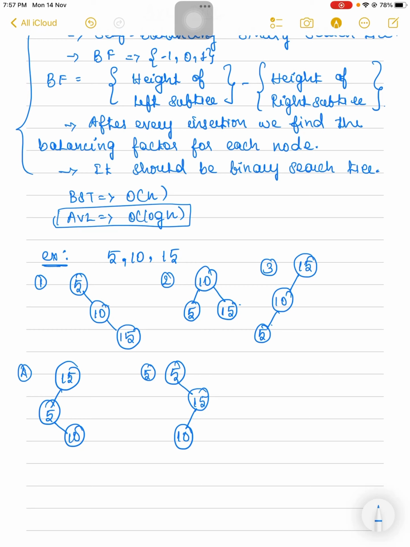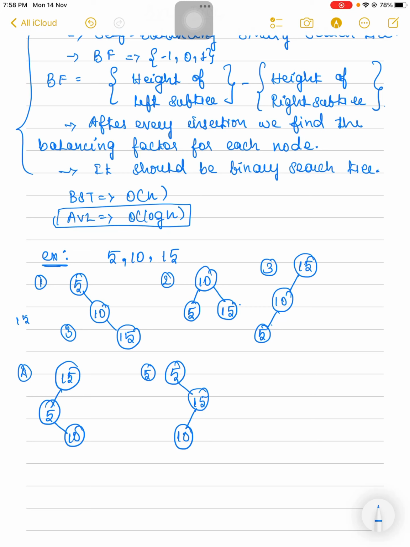So here, if this is the tree, I just want to perform the searching operation. I just want to find the key element 15. The total number of iterations it is going to take is: first it will check 5, then it will go to 10, and then it will go to 15. So 3 iterations it will be taking. If there are n number of elements, n number of iterations it is going to take when it comes to a skewed binary search tree.